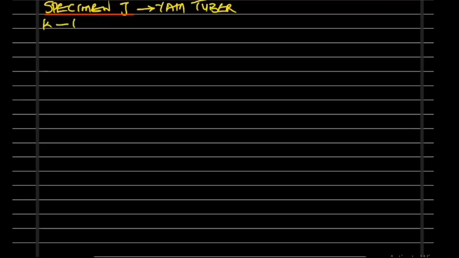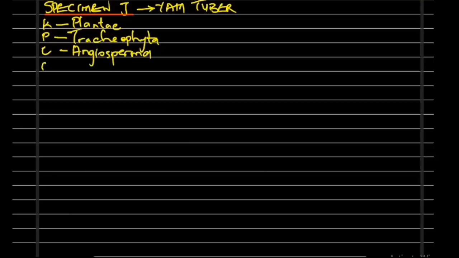So the kingdom, it belongs to the kingdom Plantae. The phylum is Tracheophyta. We have the class to be Angiosperma. And then we have the order to be the Dioscoreales. And then we have the family to be the Dioscoreaceae. Then we have the genus to be Dioscorea.